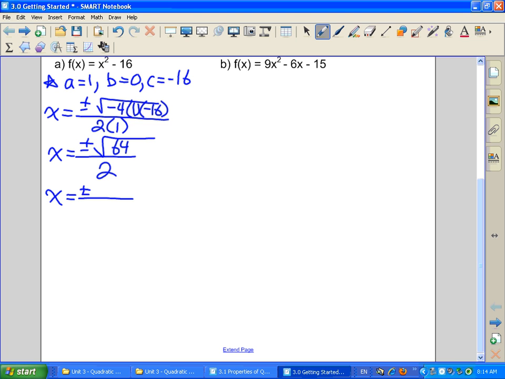Okay, square root of 64 is 8 divided by 2. Keep simplifying here, guys. 8 divided by 2 is 4. Okay, so x can equal 4.0 or x can equal negative 4.0.